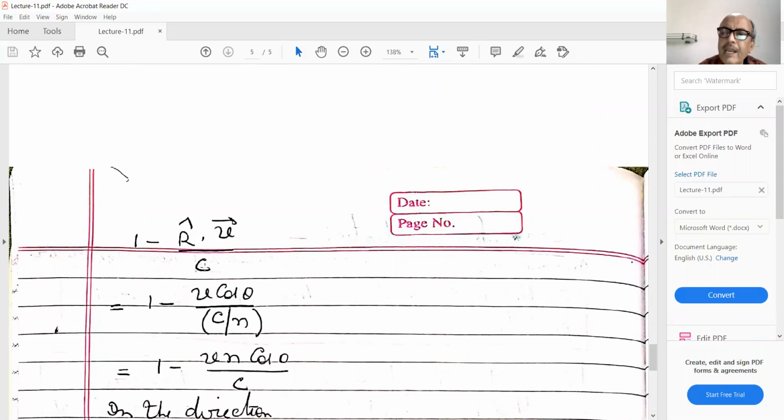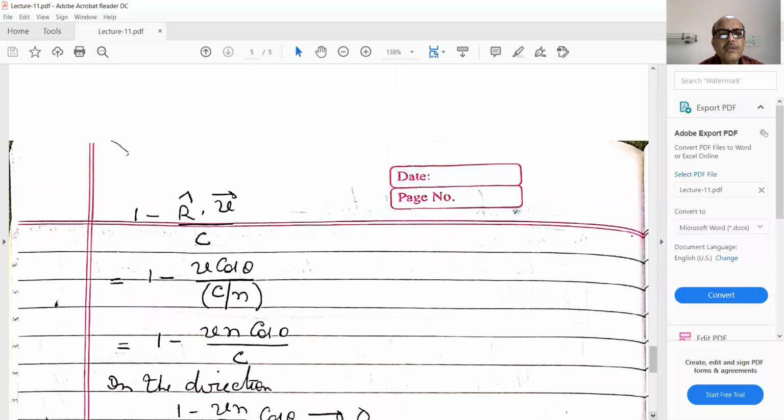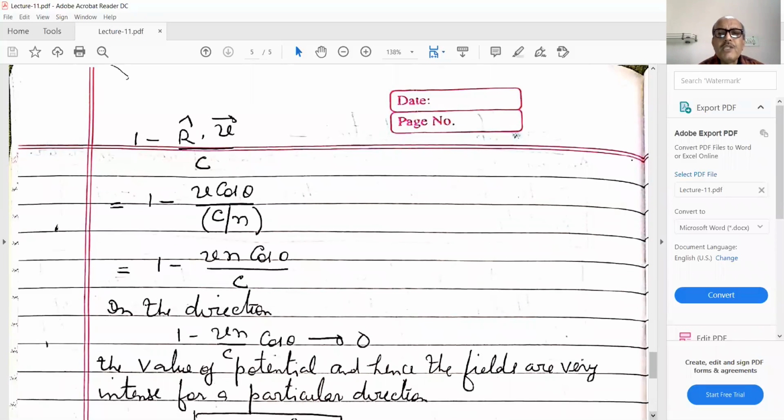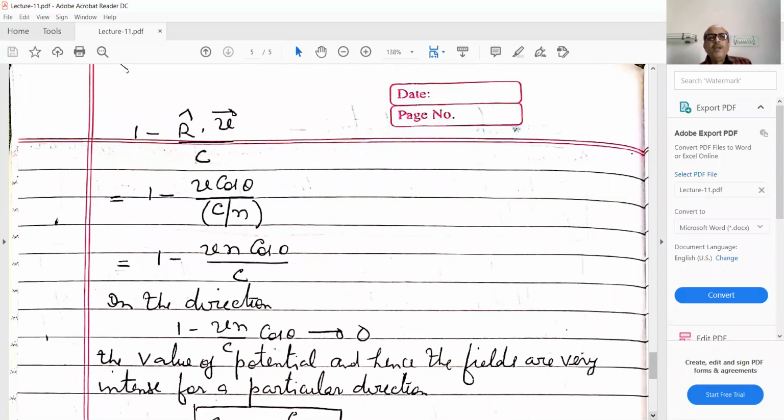So in a dielectric medium, the value of C will be replaced by C upon N. The denominator now becomes 1 minus V cos theta divided by C upon N, so it becomes 1 minus Vn cos theta divided by C. So in the direction where this denominator tends to 0, the value of the potential and hence the fields will be very intense for that particular direction.